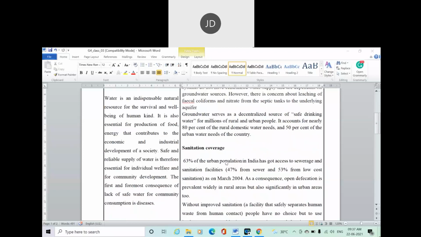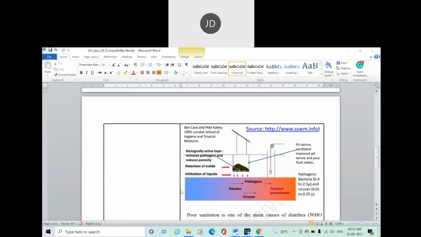I'll show you a simple diagram for that. I think this diagram is pretty clear to you. Suppose this looks like a dug well latrine, right? If the groundwater level is very near this dug well, then what will happen? The solid waste in the well may be retained by the soil, but the liquid coming from the dug well may penetrate down and may reach the groundwater.